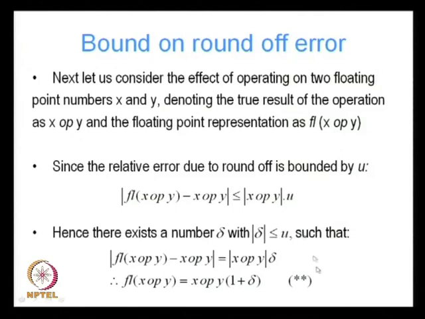Now, because this is less than or equal to |x op y| times u, we can be sure that there is a number delta with |delta| less than or equal to u, such that this becomes equal. So, there must exist a number for which this becomes equal to that, and this gives rise to this expression: FL(x op y) is equal to (x op y)(1 + delta). This is how the computer represents x op y. This is the true solution, and the true solution times this error 1 plus delta is the floating point representation of the result of the operation x op y.